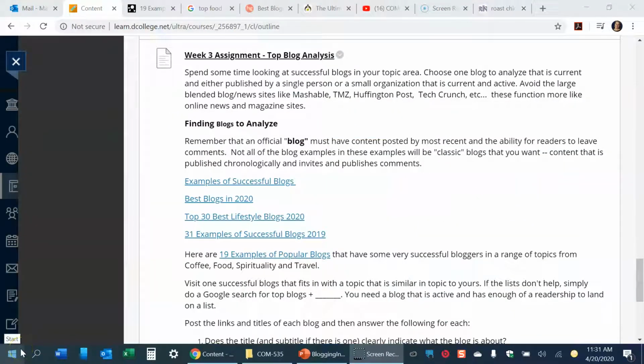Again, if you're having trouble finding a blog in your topic area, you can always just go to Google. Let's say you want to do a cannabis blog. You could just search top cannabis blogger or top cannabis blogs, and then start to look at some and find one that really does look like it's a blog, that has a decent following and some engagement, and you could certainly use that as your analysis blog assignment. But if you have any questions and you're not sure, feel free to reach out, and I'm happy to help, because you don't want to end up doing the wrong kind of website thinking it's a blog.